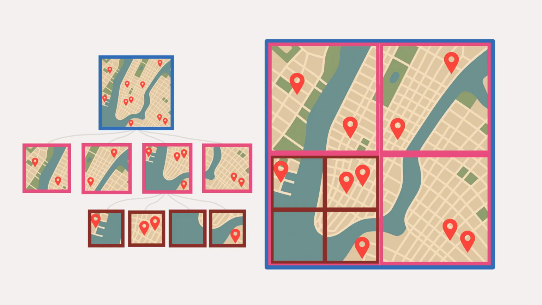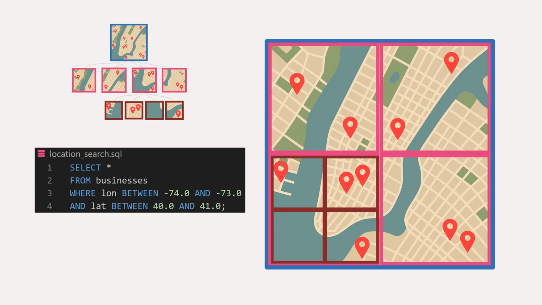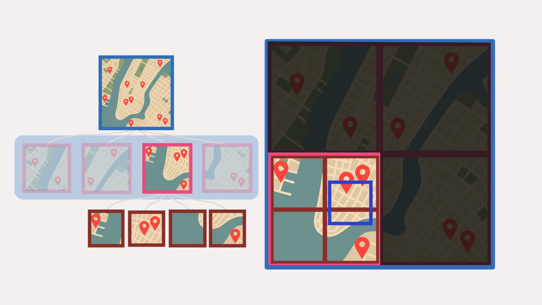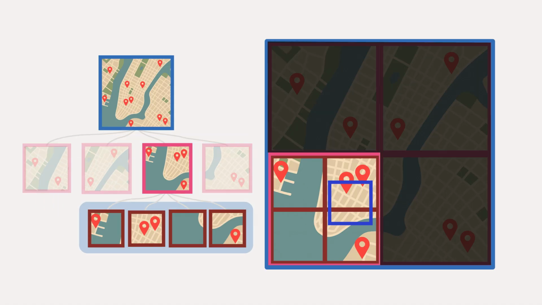With the data organized into this hierarchy, let's look at how it makes a range query fast. When you run a query that filters by a longitude and latitude range, you're essentially drawing a small rectangle on the map and asking the database, which businesses fall inside this box? A quadtree speeds this up by quickly narrowing the search to only the squares that overlap with your query box. It starts at the root square and looks at its 4 children. For each child, it checks, does this child's square overlap the query box at all? If not, that entire branch is skipped. If yes, the quadtree follows that branch down.